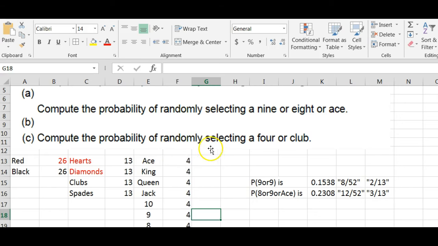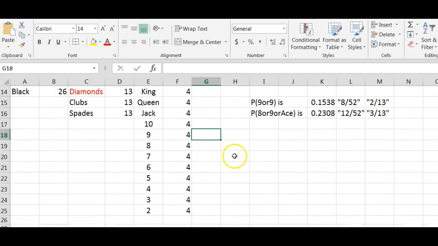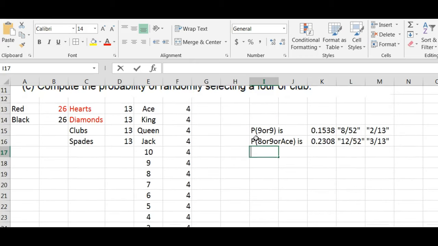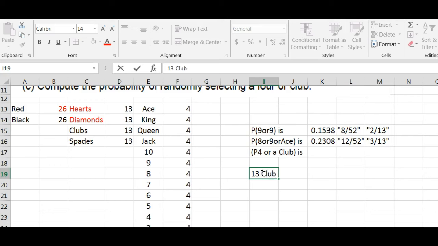Now, the third question: the probability of randomly selecting a 4 or a club. This is a tricky one. On this one, we've got to subtract out the 4 of clubs. Let me explain it to you. Think about it: how many clubs are there? There are 13 clubs. And there are 4 fours.